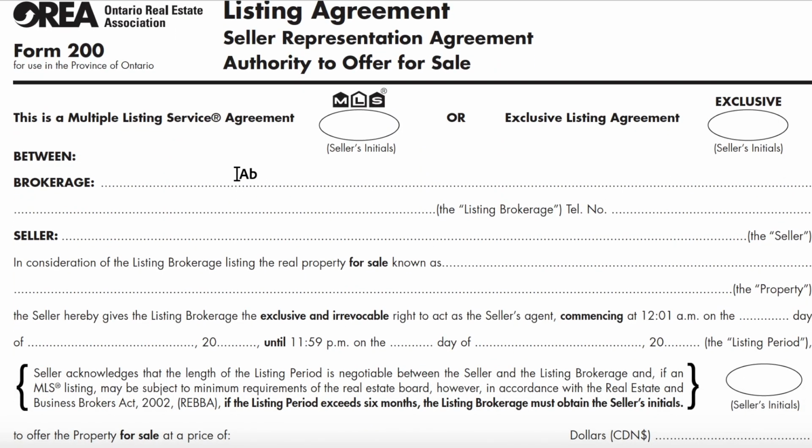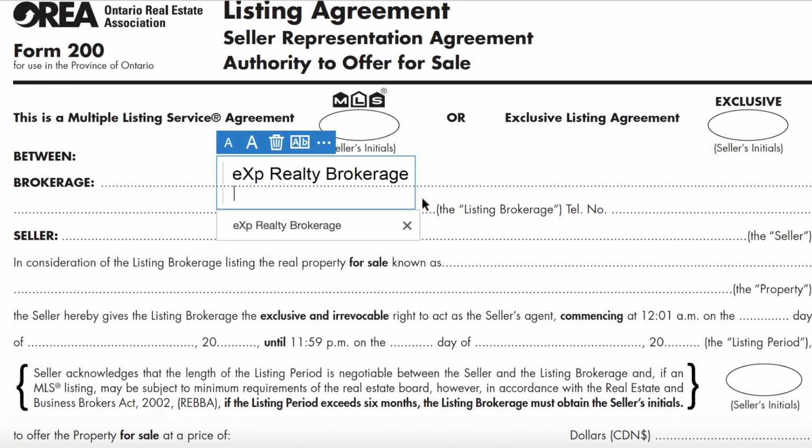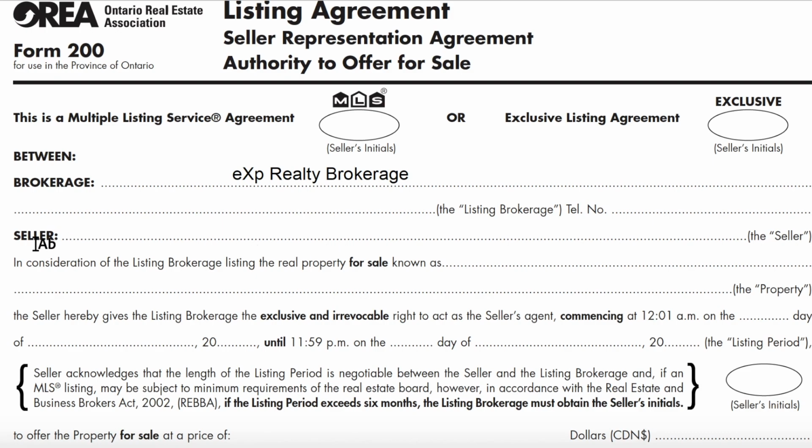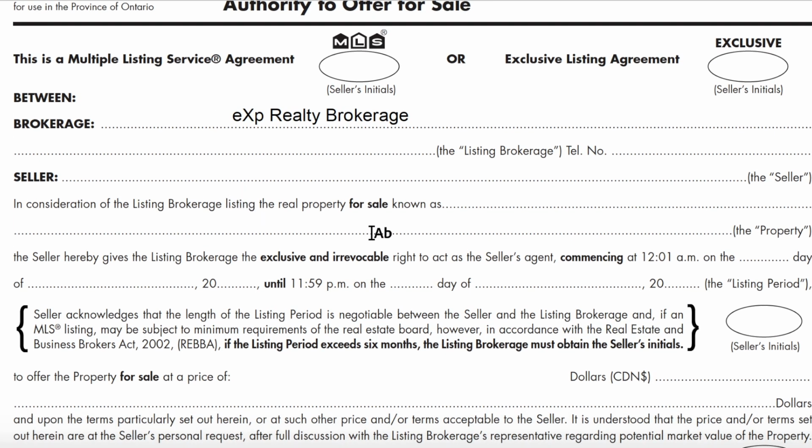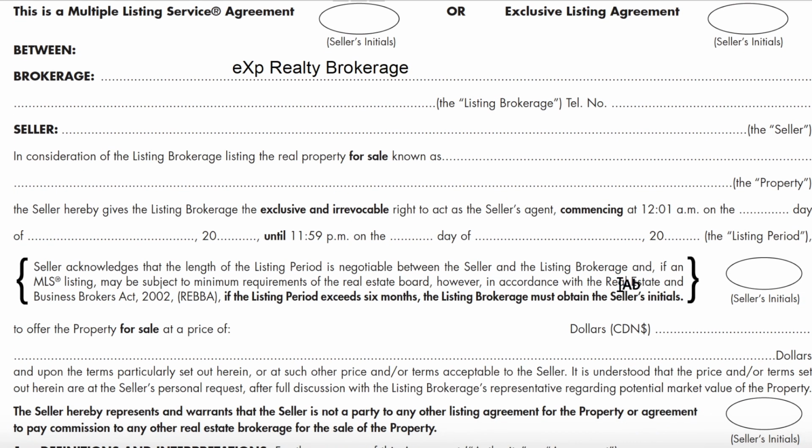Below that, we have the brokerage's name and the seller's name. Remember, this is an agreement between the brokerage and the seller, and we as sales representatives bind the brokerage on their behalf. Under that, the property that is being listed for sale and the listing period. This would start on the date you plan on listing the property for sale, and a normal duration would be 3 months. Here on the right would only be initialed if the listing period agreed exceeds 6 months. So very rarely, this may never happen in your entire career as a realtor, but it seems to pop up a lot in the real estate education textbooks.